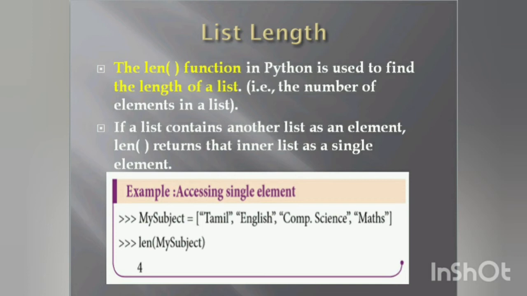Clear? Look at the example for accessing a single element. In the Python prompt, mysubject is a variable equal to, here you are using strings, so you have to specify them within double quotes, inside square brackets: "Tamil", "English", "Computer Science", "Maths". Then close the square bracket. Now you are going to use the len function here. len is the function name, then the list name, that is the variable name mysubject. So totally how many elements are there in mysubject? Tamil, English, Computer Science, Maths. Totally 4. Now your output will be 4.